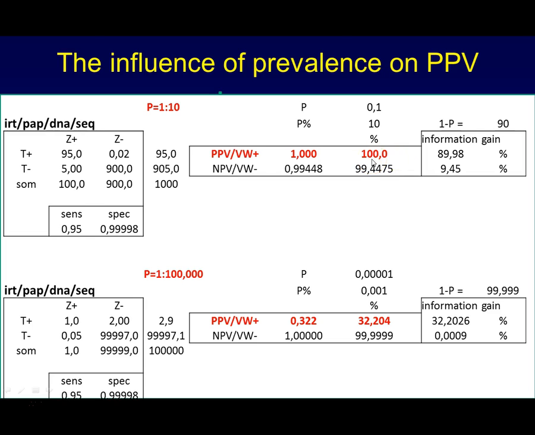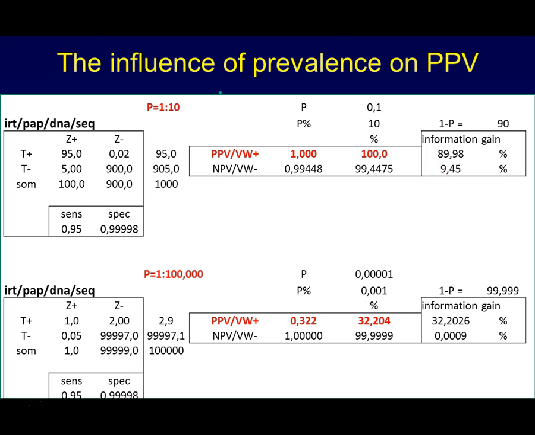The information gain of this test for a positive value is 89.918%, in other words 90%. The negative predictive value is 9.45%, because after the test we had a 99.4475% chance of being healthy, and before applying the test it was 90%, so the information gain is 9.45%.